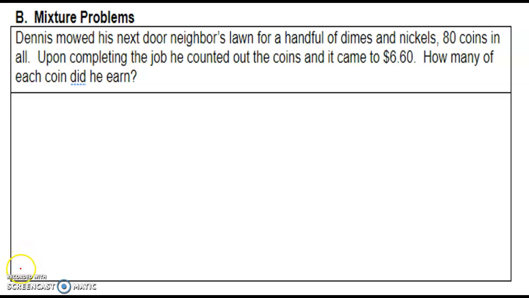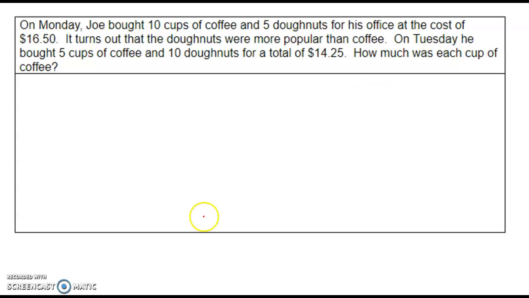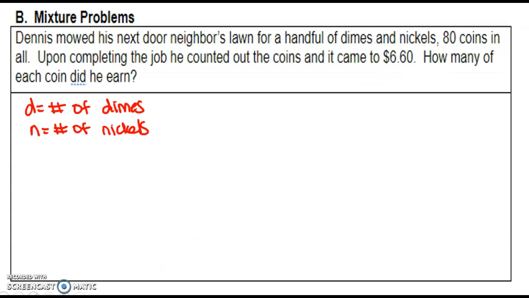First we have to figure out what we're comparing here. What are our two variables? In this case, we're talking about dimes and nickels. So D is the number of dimes, N is the number of nickels. We had 80 coins in all. So that is a total. I'm going to take my dimes plus my nickels, and there's going to be 80 of them.